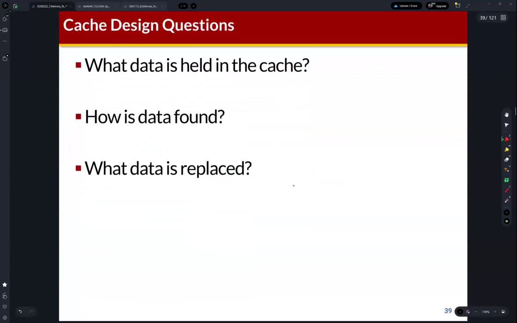So then what do we need to consider? Cache is a temporary memory, so we cannot store the entire data in a cache, because the cache size is small. This means we need to consider what data is held in the cache, what data needs to be stored in the cache.